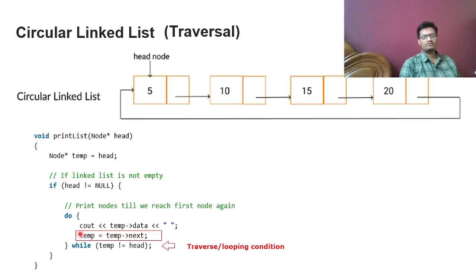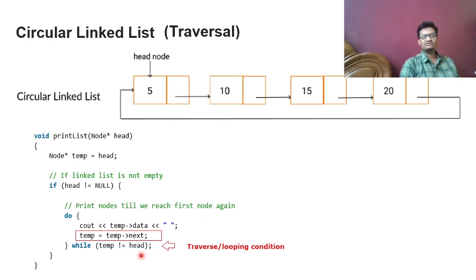Then we are moving to the next line, temp data. This line is to print the data. Temp is holding the start address now and the data is 5. So here we are printing 5. Then we are moving temp equal to temp next. Temp next is pointing to the next node. So now temp is moving and holding this node address. Finally, we are checking temp not equal to head. Temp is holding this node address, head is holding this node address. Definitely this node address is not equal to this node address.